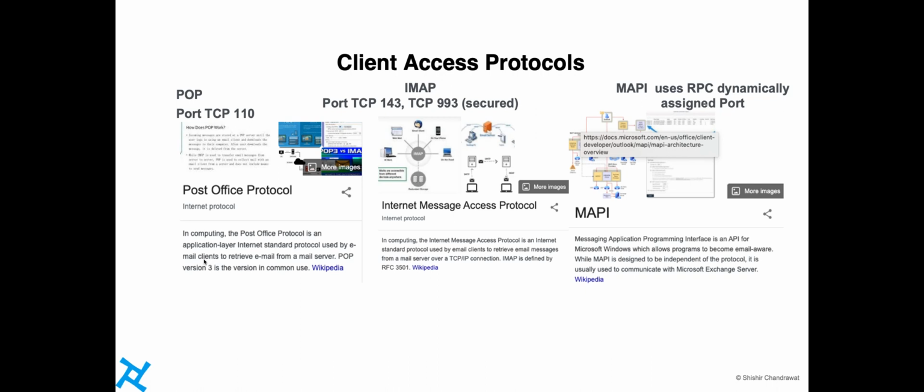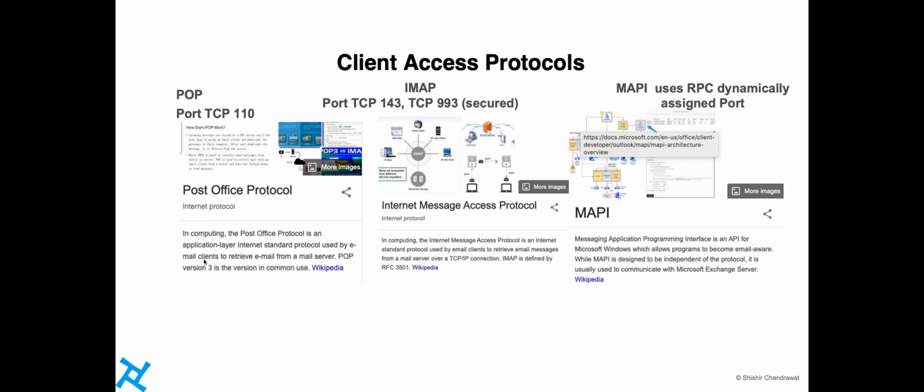Now IMAP, Internet Message Access Protocol. In computing, Internet Message Access Protocol is an internet standard protocol used by email clients to retrieve email messages from a mail server over a TCP/IP connection. IMAP is defined by RFC 3501. Once again, I told you that this is the common agency which defines all the port numbers and everything, and they also give this RFC number for all the definitions which they have recorded, the centralized authority, so it is talking about that.